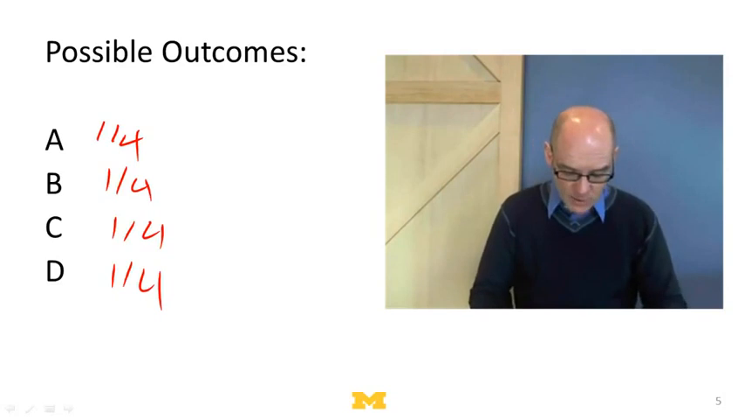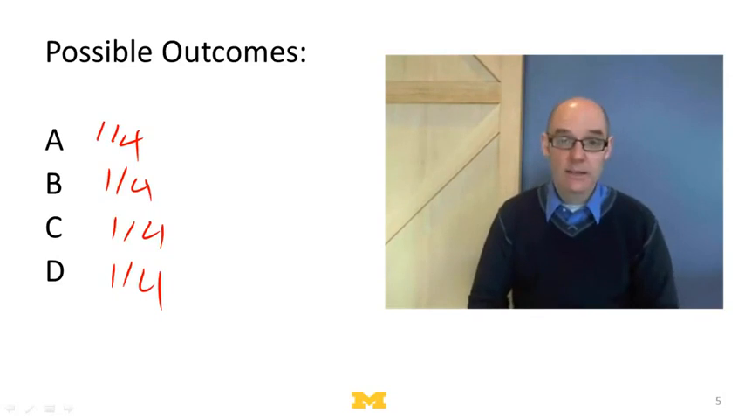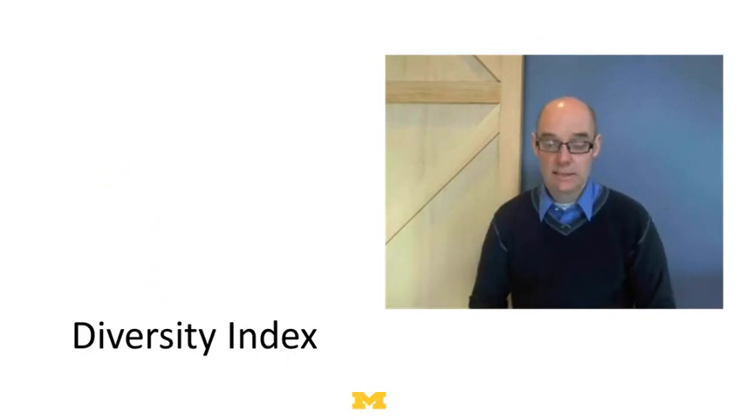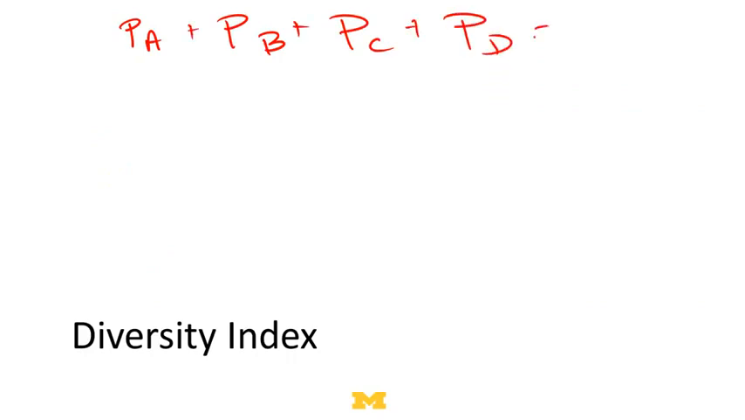Question is, how do we measure how unlikely that is? Here's what we're going to do. First, we're going to introduce the diversity index, and here's how it works. Suppose you've got four possibilities, A, B, C, and D. So here they are, PA, PB, PC, and PD. Remember from probability that if those are the only things that can happen, these are going to have to sum up to 1.